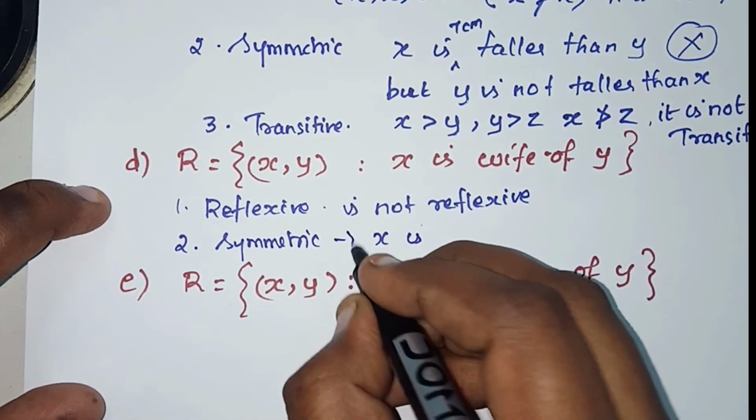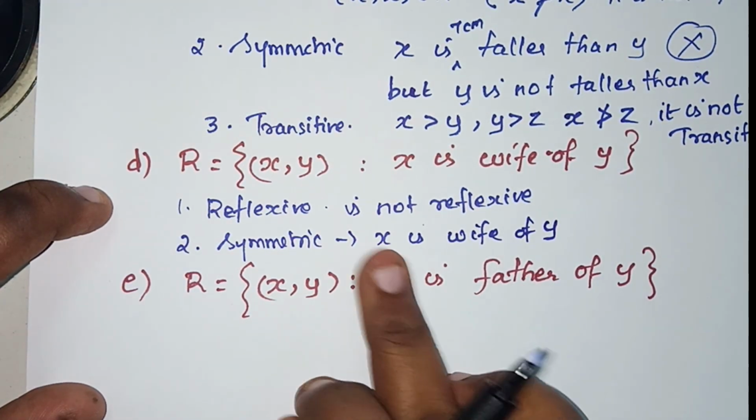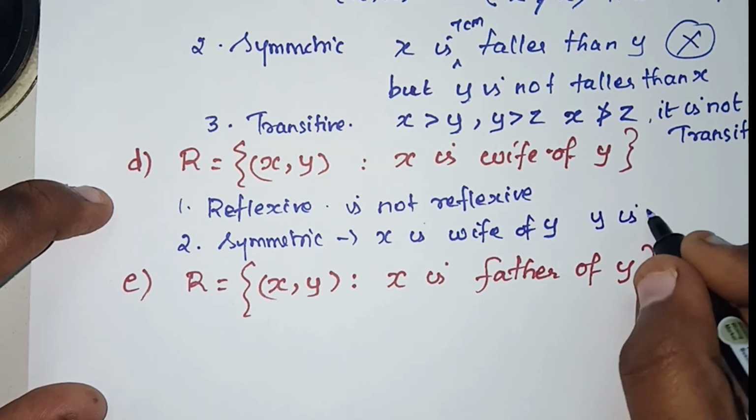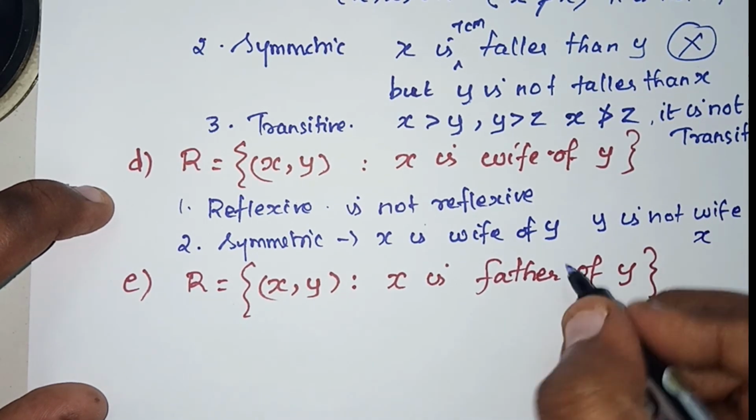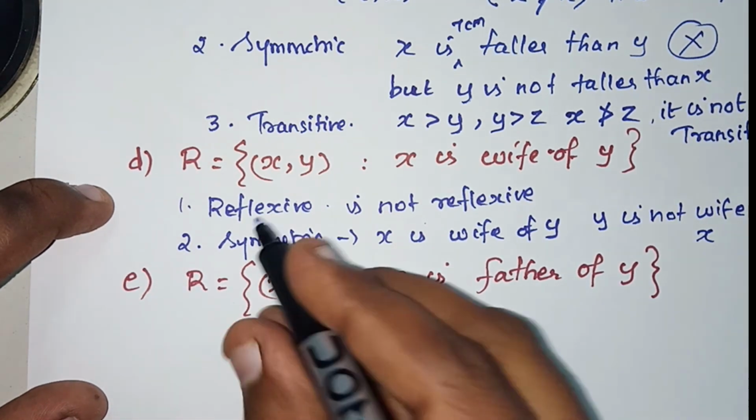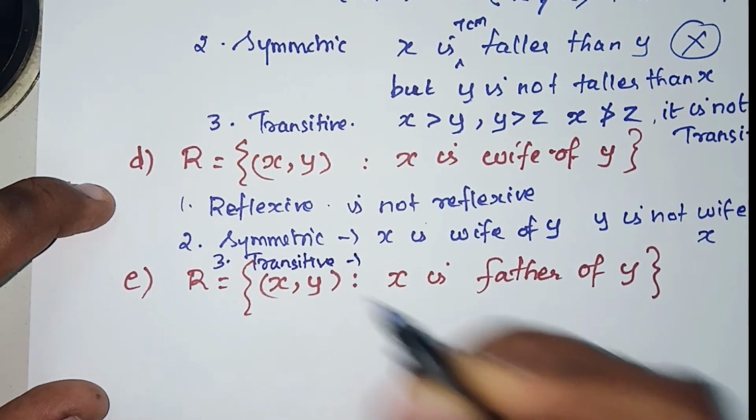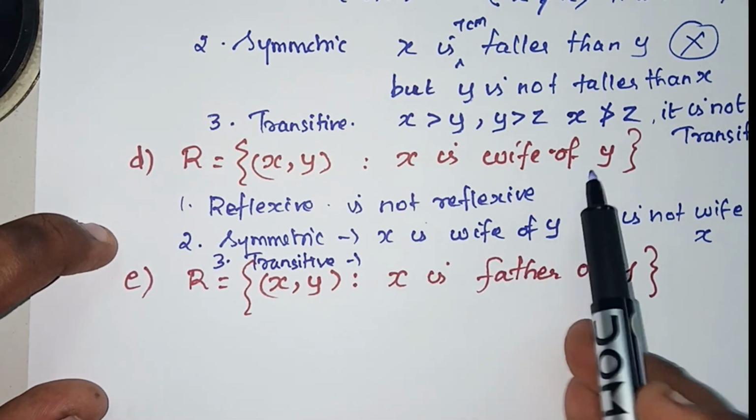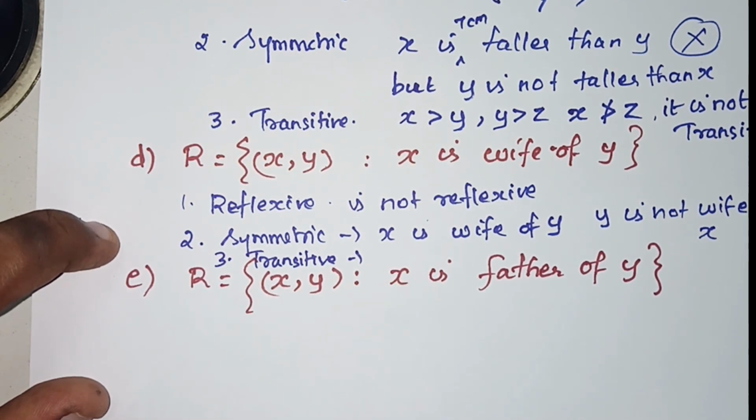Next, symmetric. X is the wife of y. X is the wife, y is the husband, right? So y is not the wife of x, because y is the husband. So this is not symmetric. Next, transitive. It is not transitive, because x is the wife of y only, not the wife of another one. So it is not transitive.